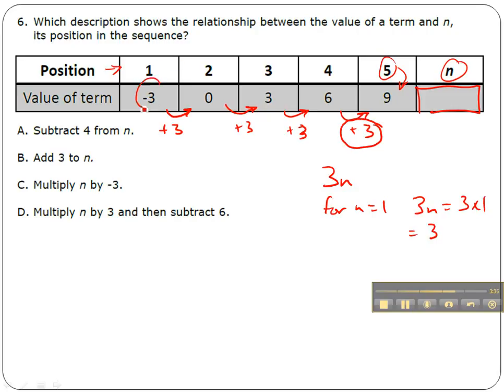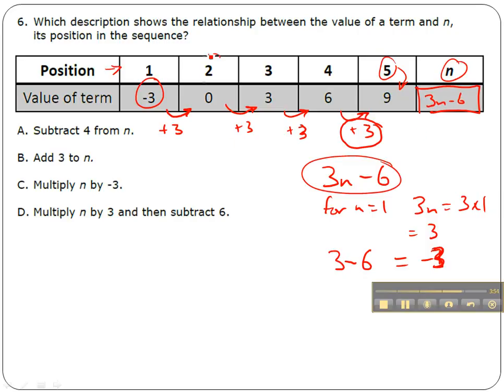But our term does not equal 3, it equals negative 3. So what do you have to do to 3 to get negative 3? Think about a number line. If you're at 3 and you want to get to negative 3, you have to go 6 to the left, so that's minus 6. So we do that to our rule also, 3n minus 6.